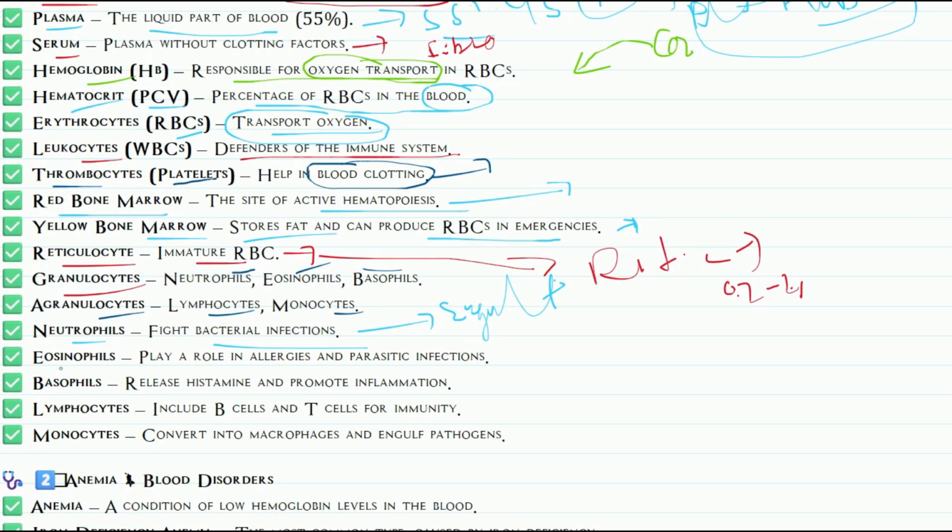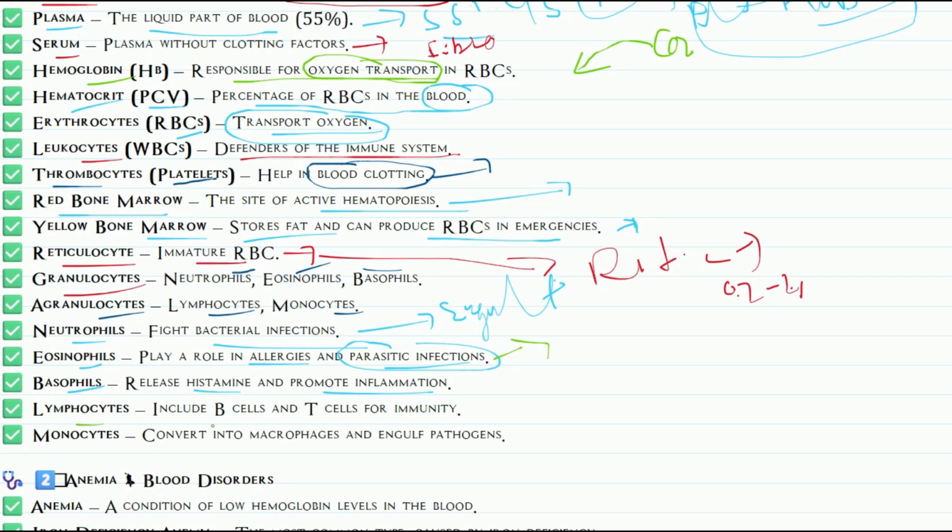Another we have eosinophil. Eosinophil mainly plays a role in allergic or parasitic infection. Another we have basophil. Basophil releases histamine and promotes inflammation. So during an allergic reaction we can see this basophil also participates, but the main role is done by the eosinophil. And in parasitic infection, very very important, we see the eosinophil level increase.